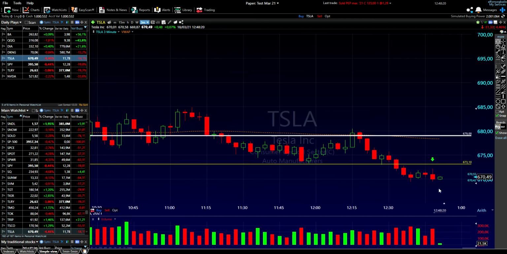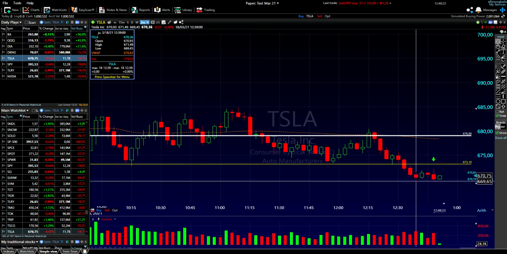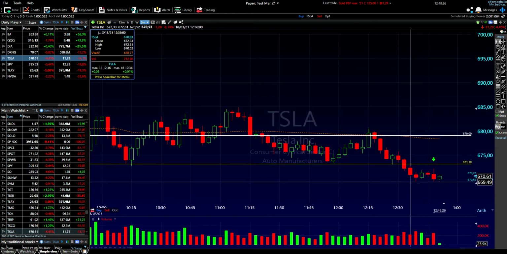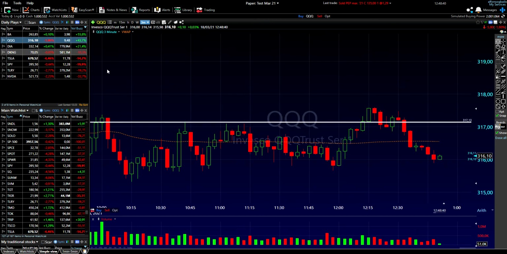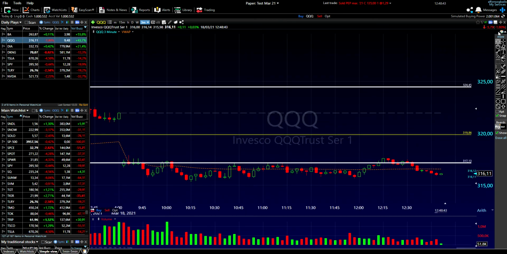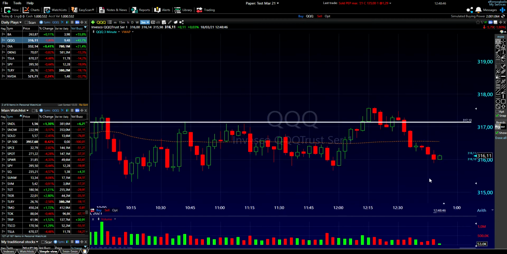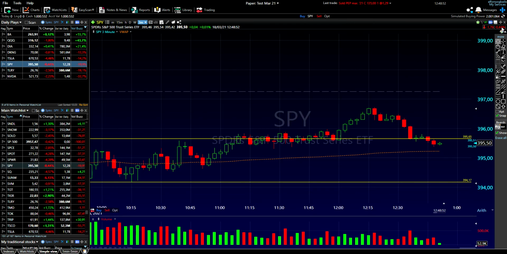Well, so far nothing spectacular. I think because we still had to clear this level for this thing to really work. Come on. Now when I look at the indexes, I see that the Q, the Nasdaq, is red for the day, and it's below VWAP, which is good. And this SPY, it's red for the day, but it's above VWAP, which is not ideal for trades to the downside. I would like to see this below VWAP, right?